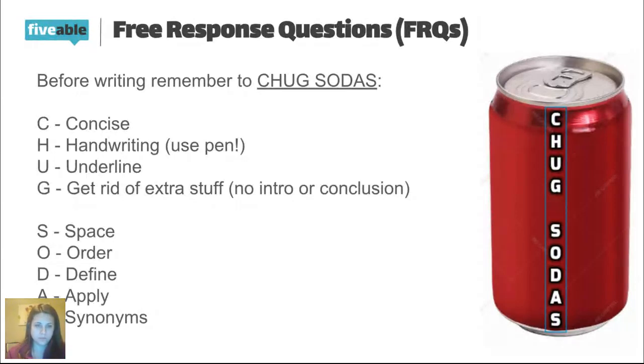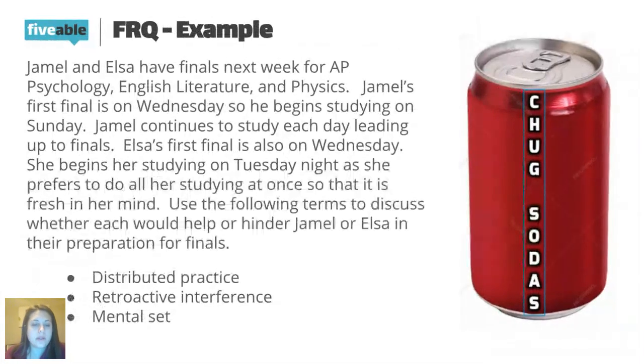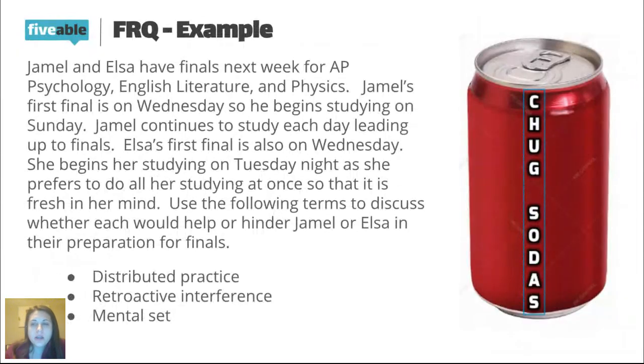So, practice FRQ for this unit. This is not just with language development. We're going to go back all the way to the start of the cognition unit. But the prompt says, Jamel and Elsa have finals next week for AP Psychology, English Lit, and Physics. Jamel's first final is on Wednesday, so he begins studying on Sunday. Jamel continues to study each day leading up to finals. Elsa's first final is also on Wednesday. She begins her studying on Tuesday night as she prefers to do all her studying at once so that it is fresh in her mind.